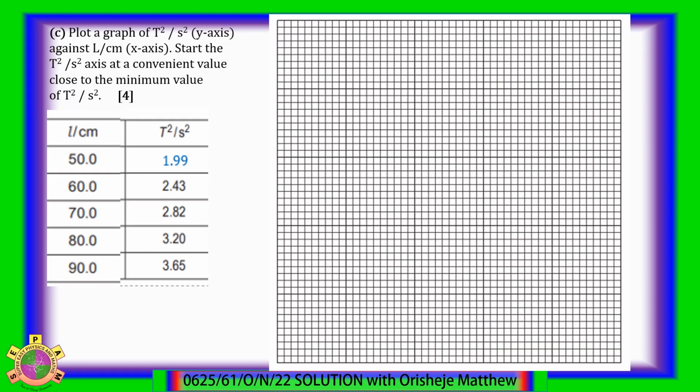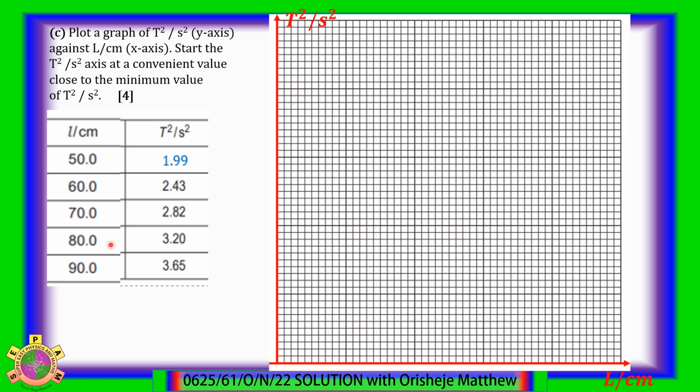Alright, we are expected to plot the graph. Question C, plot the graph of T squared against L. So T squared goes on the y-axis, then the length of the pendulum L on the horizontal axis. The first thing you have to do is draw your lines and label the axes: length in cm, half mark; period T squared in the unit seconds squared, half mark. That is 1 mark. You must label the axes.